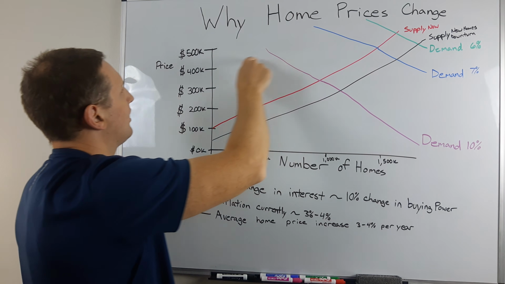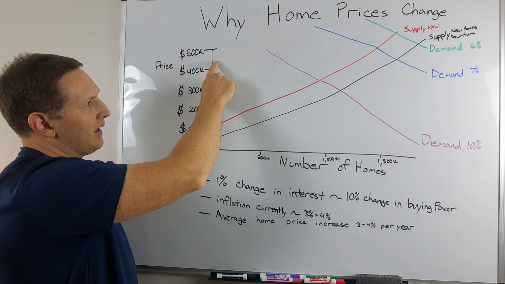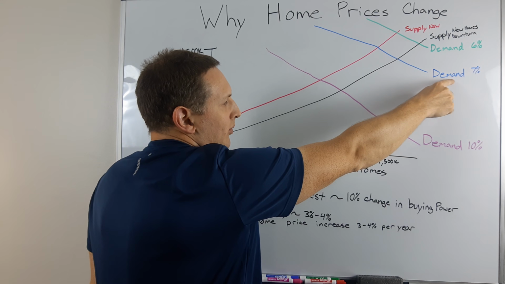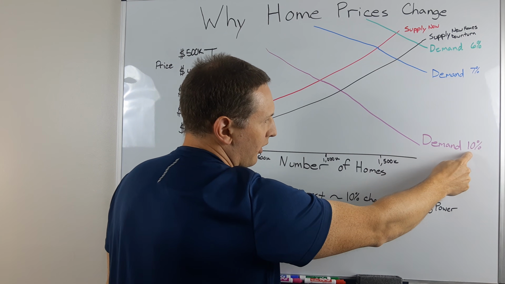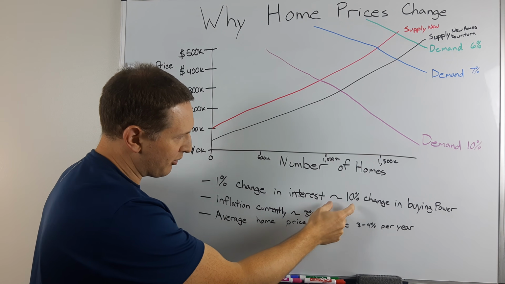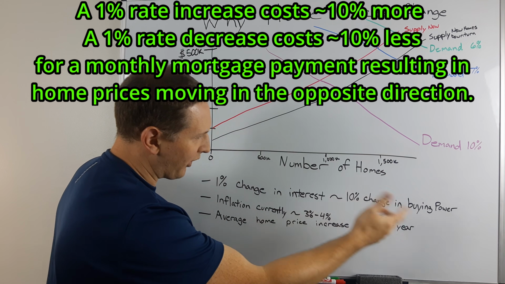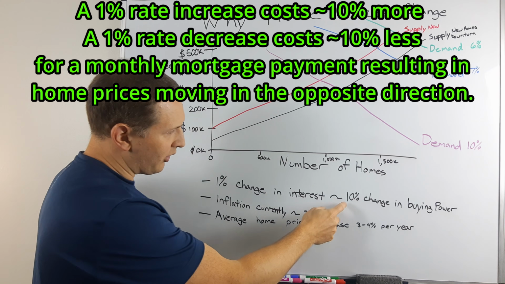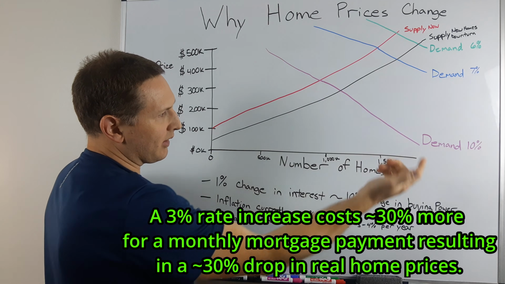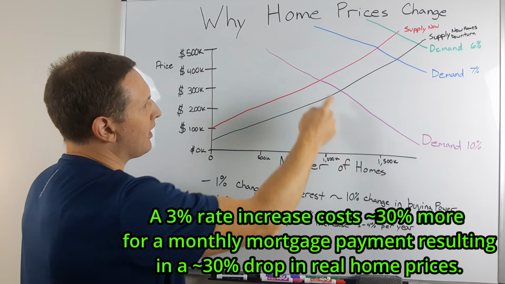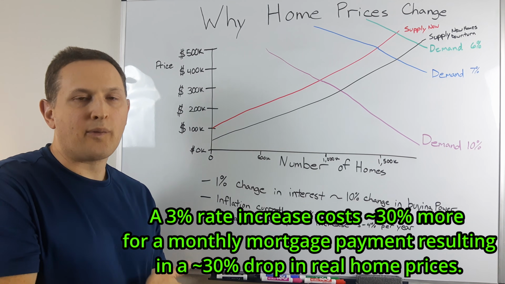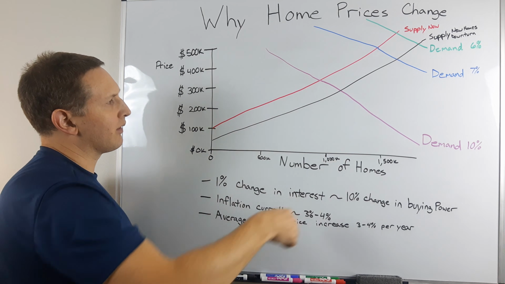So if you come over here, maybe you're at $420,000. Well, what happens if the interest rate keeps going up? Basically you go to a lower demand curve, say you're at 10%. For approximately a 1% change in interest rates, people can afford about 10% more, but if interest rates go up, you can afford about 10% less. So that might drop the cost by about 30%, and then that would come over here and now they're $300,000 instead of $420,000. So that's where those curves intersect.